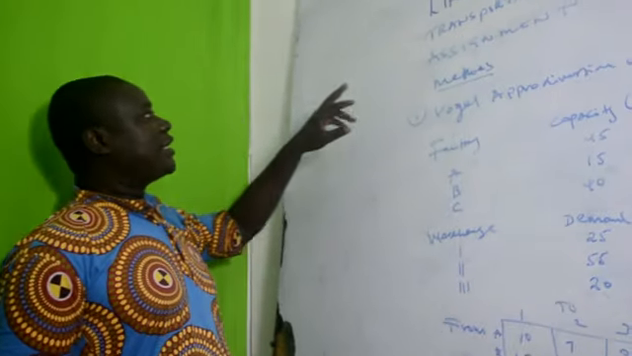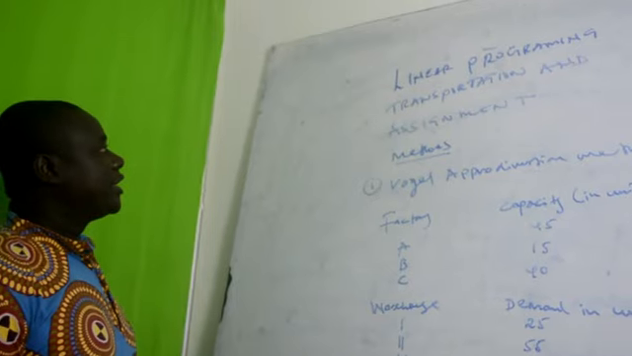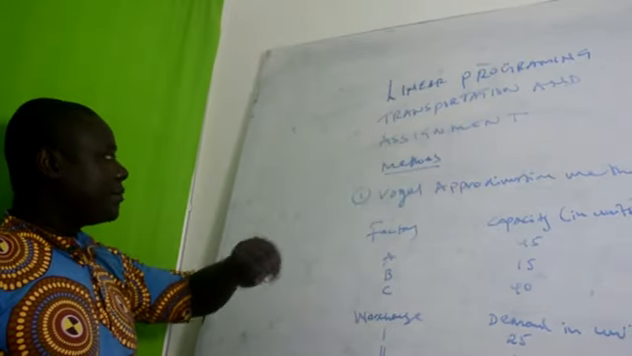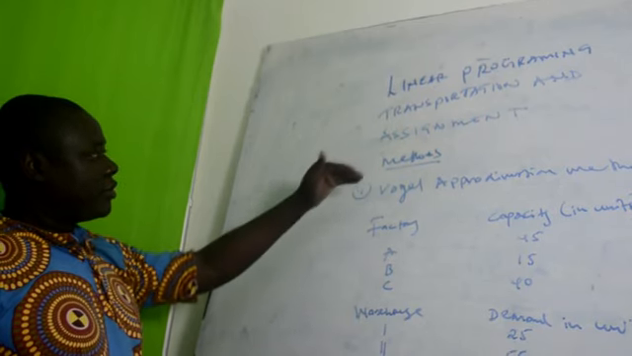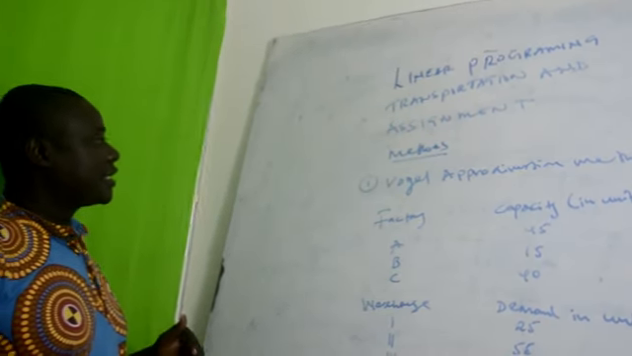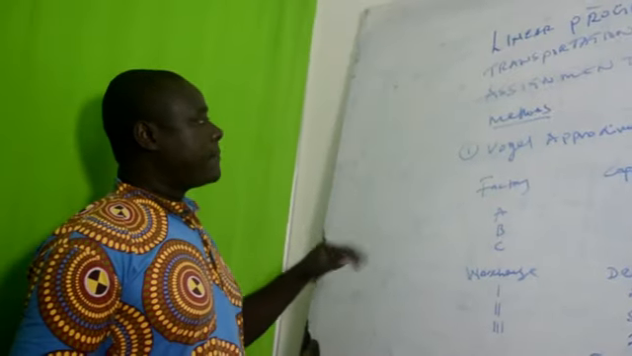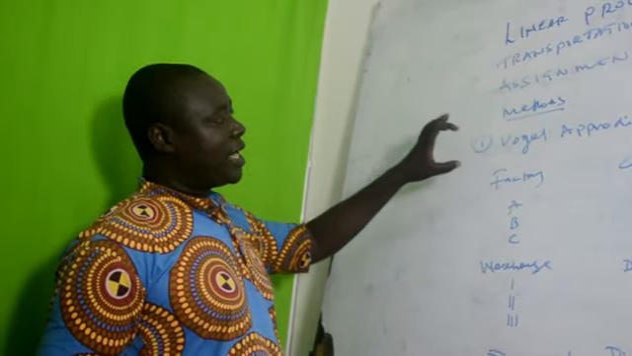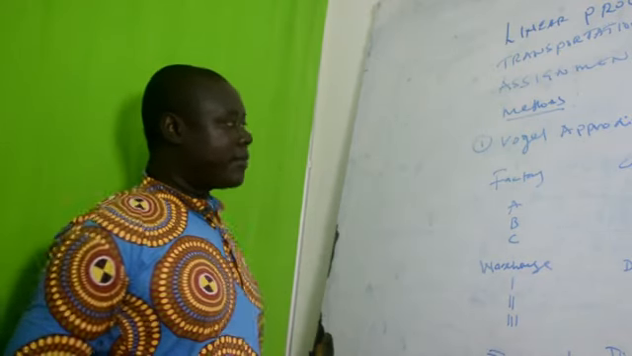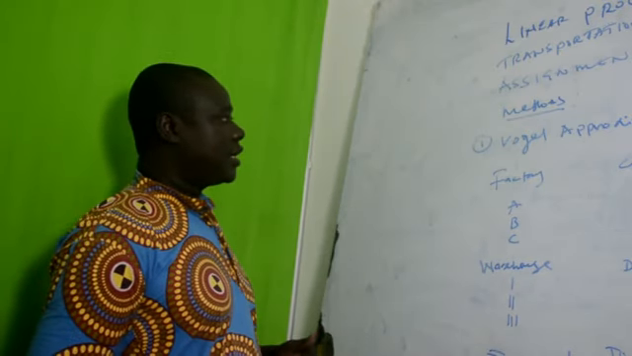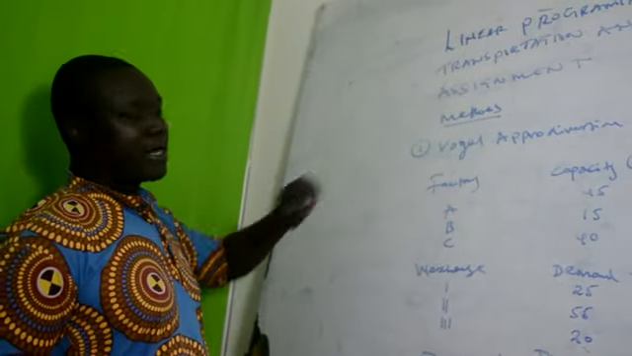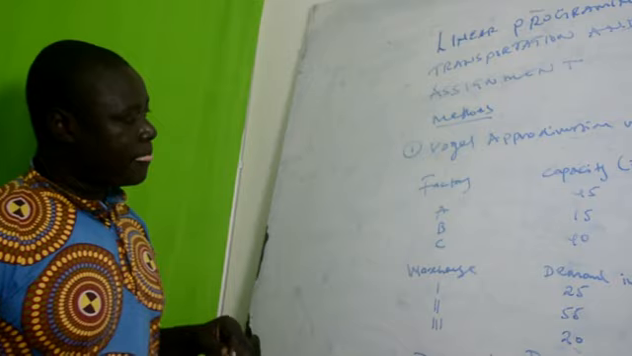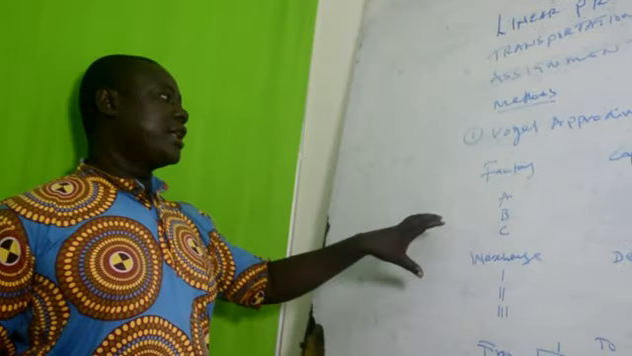As you see in the whiteboard, this is linear programming, transportation and assignment. We have different methods of calculating transportation and assignment, and today we want to look at a topic which is called Vogel approximation method. There are other methods, but this one is the first one that we're going to look at, Vogel approximation method.